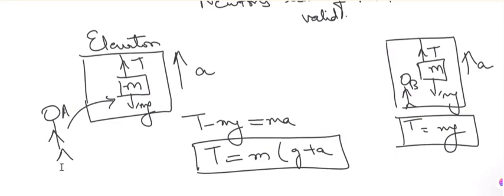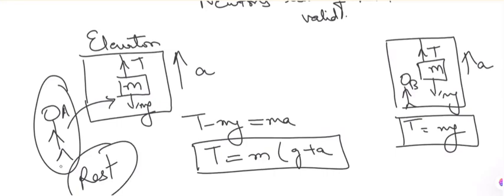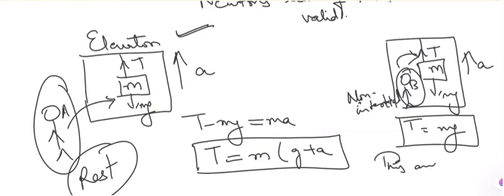So when he is at rest, according to him, this is moving. But when he is also moving with the frame, that is, when he is in the non-inertial frame, the observer is also moving. So according to him, this is now at rest. Hence T equals mg, whereas this answer is wrong as per Newton's law.